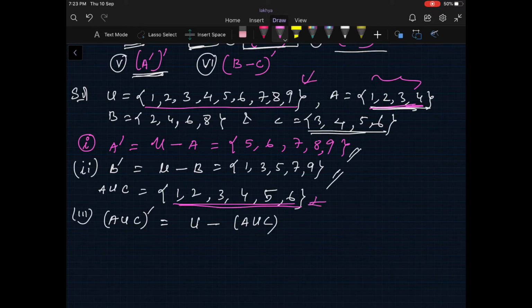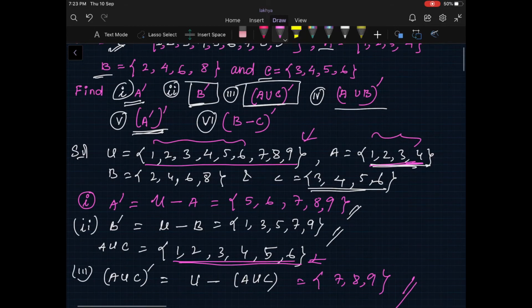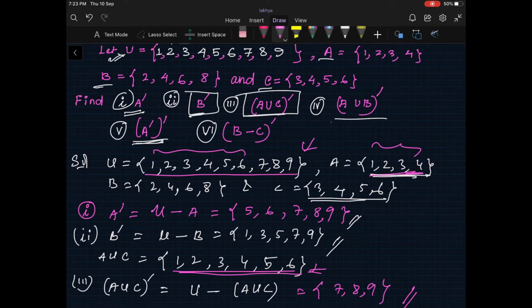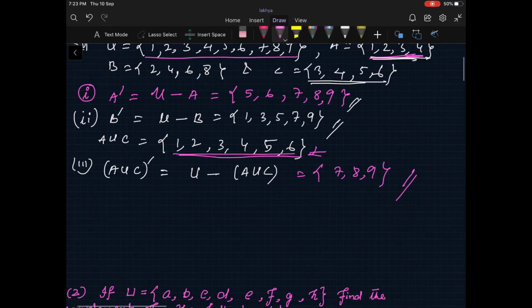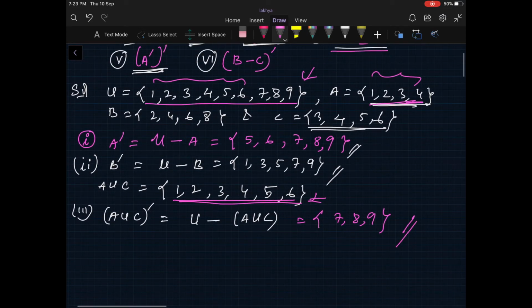What are the elements in the universal set which are in the set A union C? So 1 2 3 4 and 5 6. These are the elements in A union C. So eliminate those. Then doing so we will get 7 8 and 9. This is the complement of A union C. Then next, what to find? Next we need to find complement of A union B.